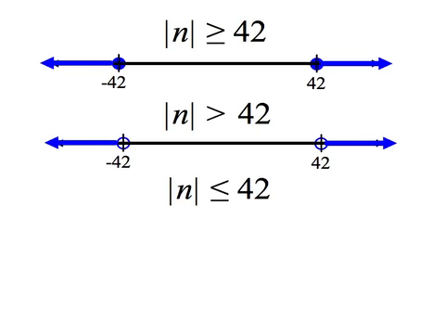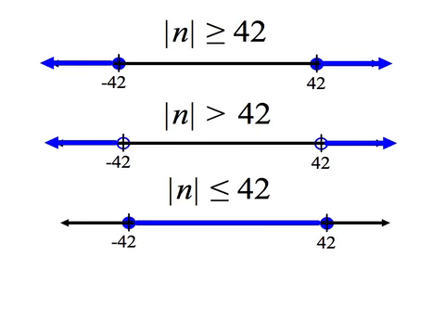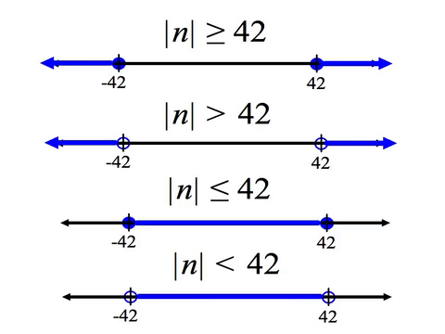The absolute value of a number is less than or equal to 42, and here is the graph. It's all of the numbers from negative 42 through positive 42. And if we change it slightly, as shown, to the absolute value of a number is less than 42, the graph changes so that the negative 42 and the 42 are the boundaries of our solution set, but they are not included.